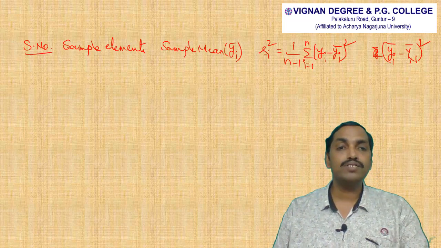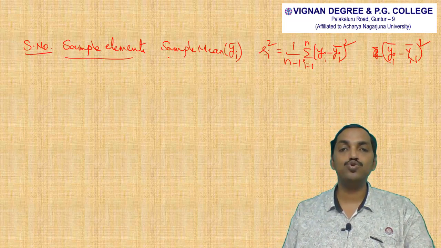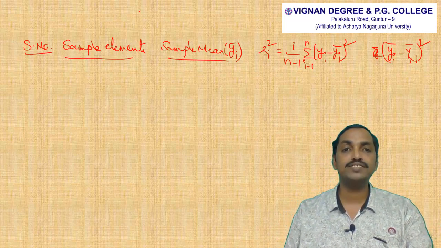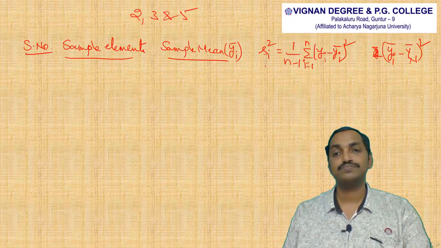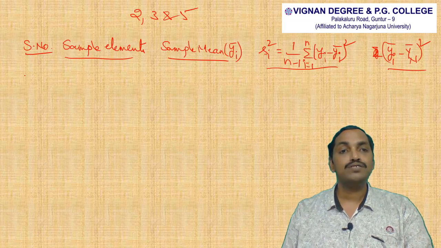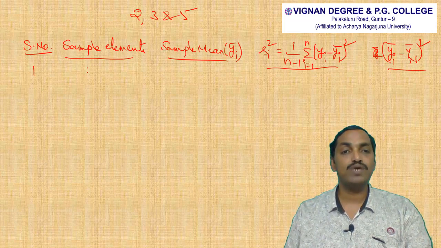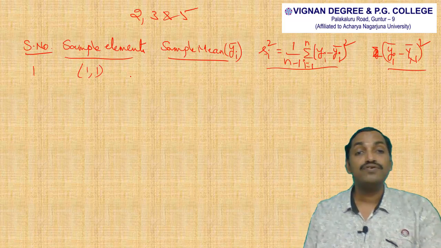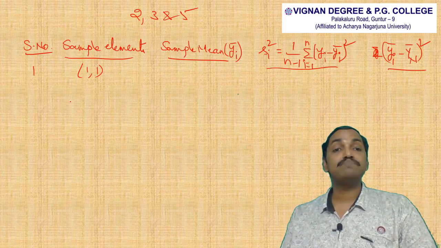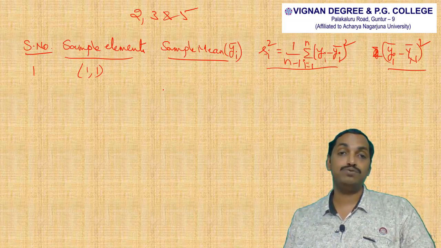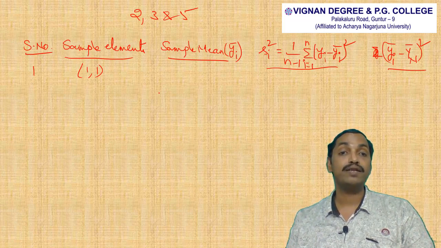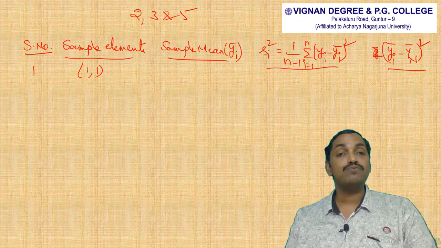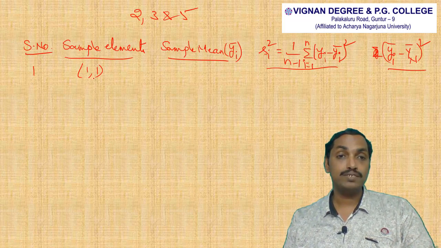Now, we need to draw the sample of size 2 from the population units 2, 3 and 5. So first sample is 2, 2 because we are selecting the sample elements using simple random sampling with replacement. So that's why we may get 2, 2.